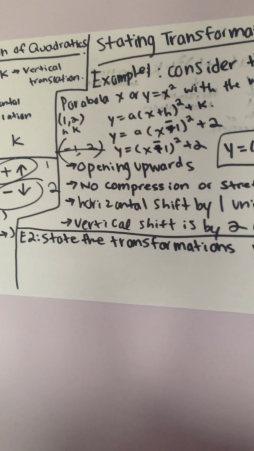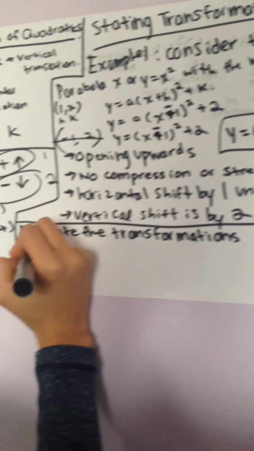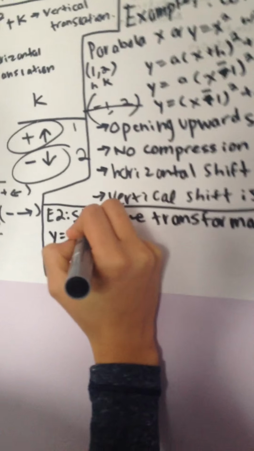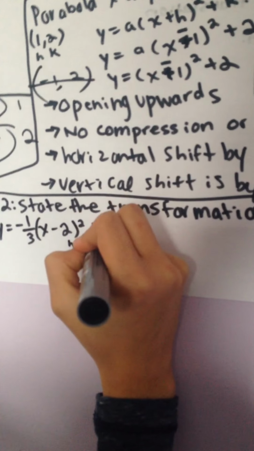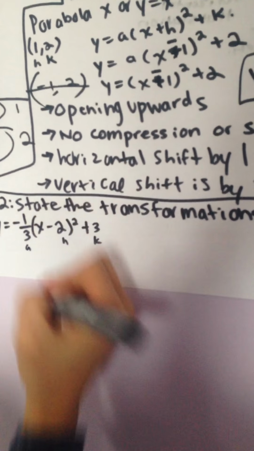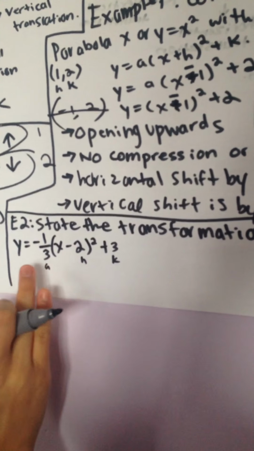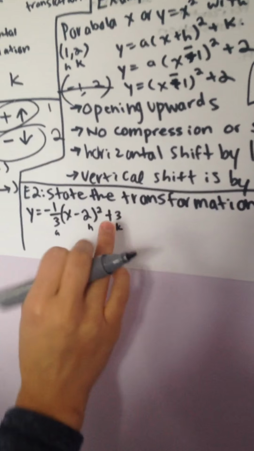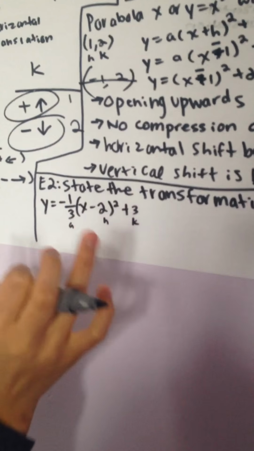So the equation for this example is y equals negative 1 over 3 (x minus 2) squared plus 3. H value, k value, a value. So, as I mentioned in the previous video, this is the a value, h value, and the k value. So these two are the vertex. And these two coordinates are the vertex.